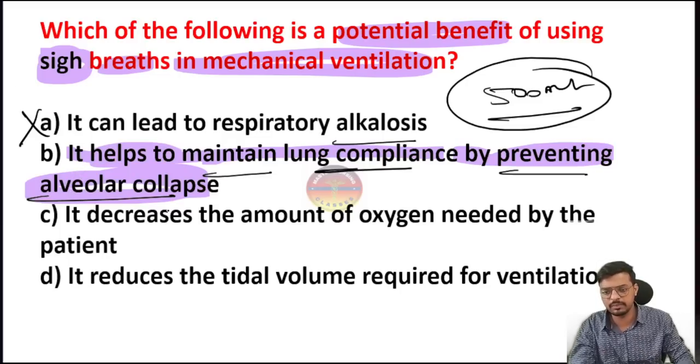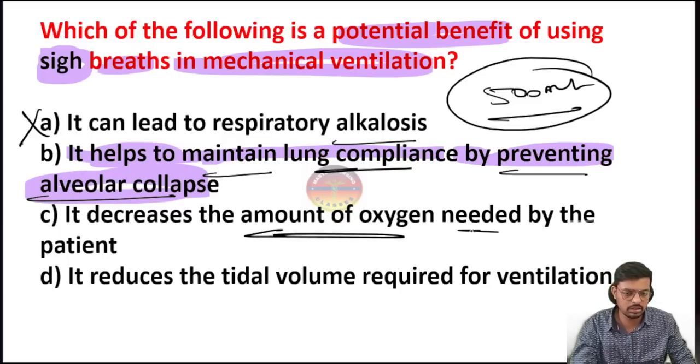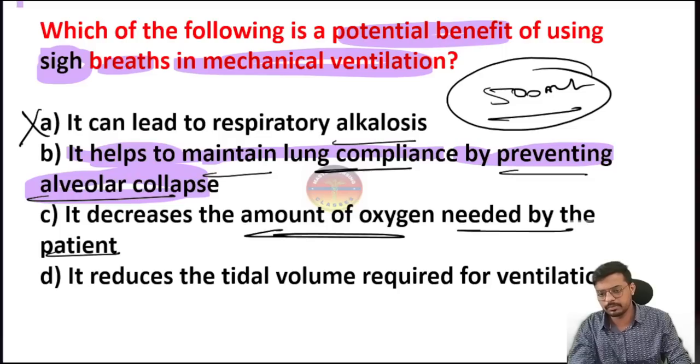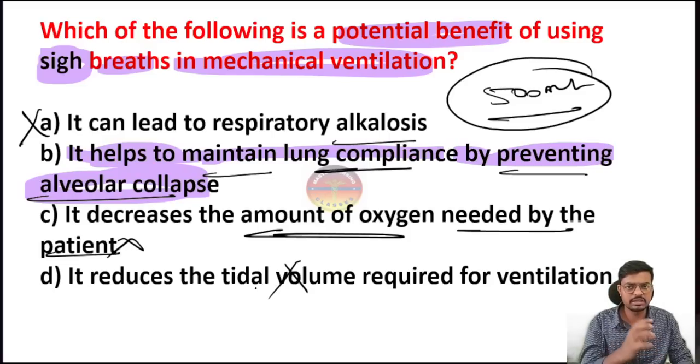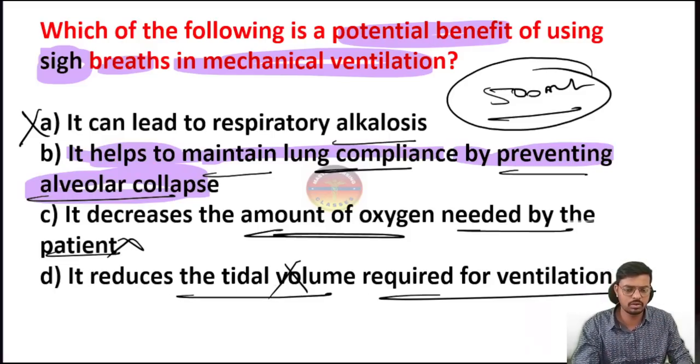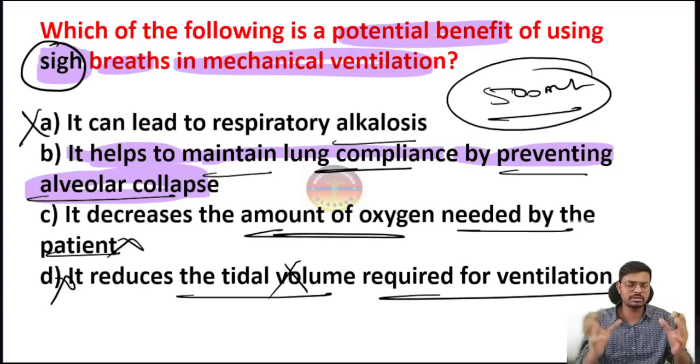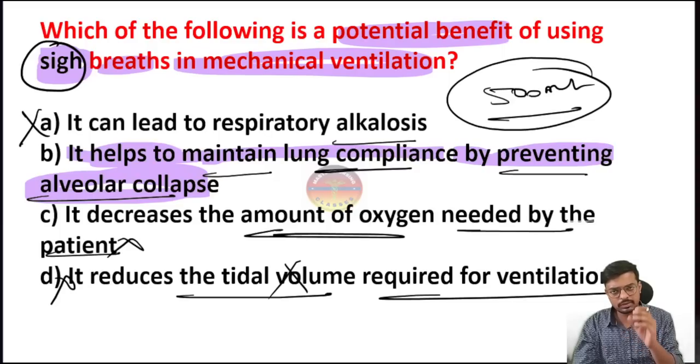Then option C: it decreases the amount of oxygen needed by the patient. No, the Sigh won't help like this. The function of the Sigh is just to maintain the lung compliance and to prevent the atrophy of the chest muscles. That is the reason. Option D is it reduces the tidal volume requirement. No, it won't reduce the tidal volume requirement, so option D I am also eliminating. So the purpose of the Sigh is to maintain the compliance and expandability of the lung by giving one extra breath in between the normal tidal volumes, right? So that is the correct answer.